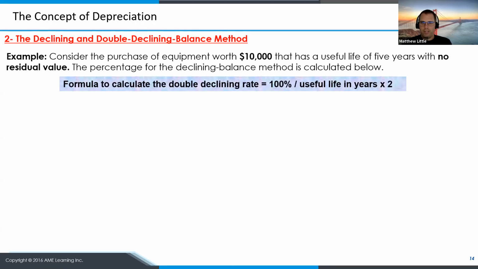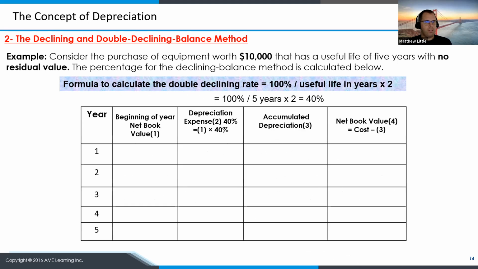So in an example, we'll consider the purchase of equipment worth $10,000 that has a useful life of 5 years with no residual value. The formula for the double declining rate that we'll use in this example is 100% divided by the useful life in years, times 2. So 100% divided by 5 is 20% per year, but we're doing a double declining balance, so we'll use a 40% declining rate.